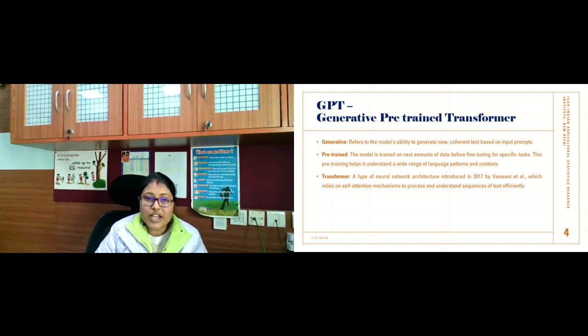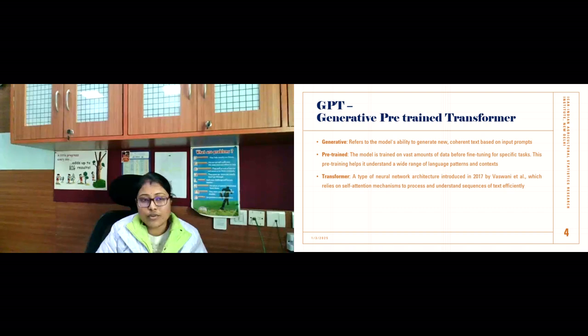So the model behind ChatGPT, which is GPT-3, 4 or anything, will read the text, understand the text, and based on that text, it will predict a huge chunk of text, or as per your requirement, it will generate some text which is contextually relevant to the prompt given by the users. That means it can generate some new text. That is the idea of generative in case of the GPT model.